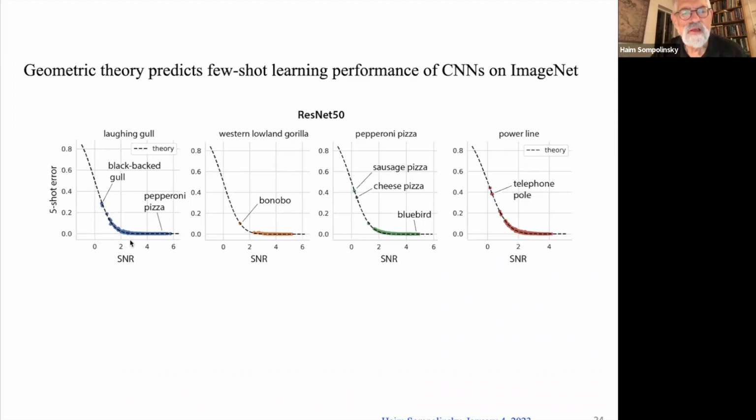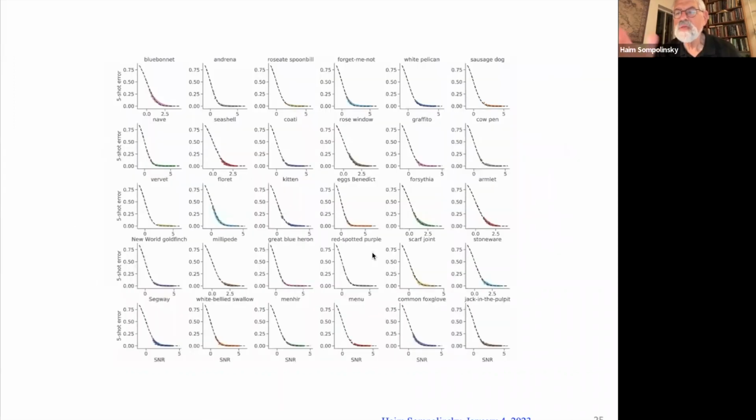And it's not surprising that black-backed, another version of a gull, is harder to discriminate from a laughing gull than a pizza is from a laughing gull. So pizza has almost 0 error and large SNR, and here the SNR is closer to 0, and so on and so forth. There are many examples, and it turns out there is a very good agreement. So our theory not only explains the mean error, but also explains in detail which pairs of manifolds are easy to learn and which are harder to learn.